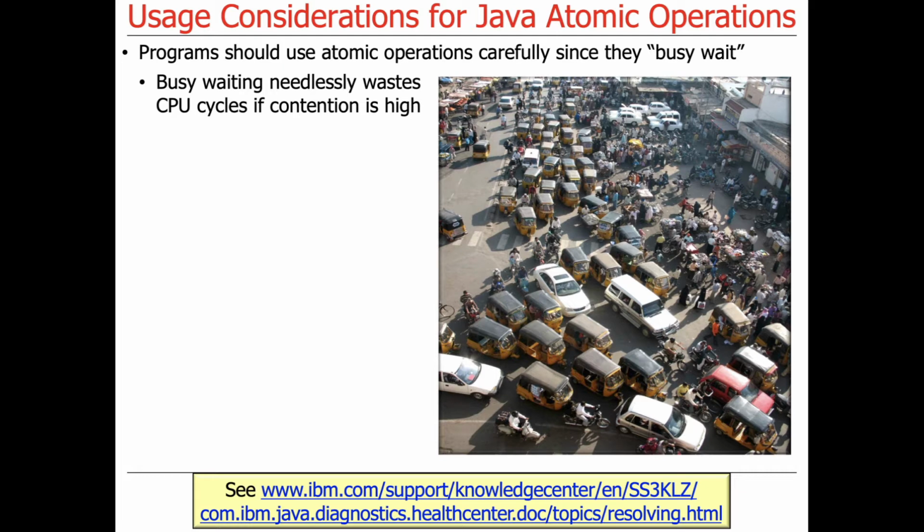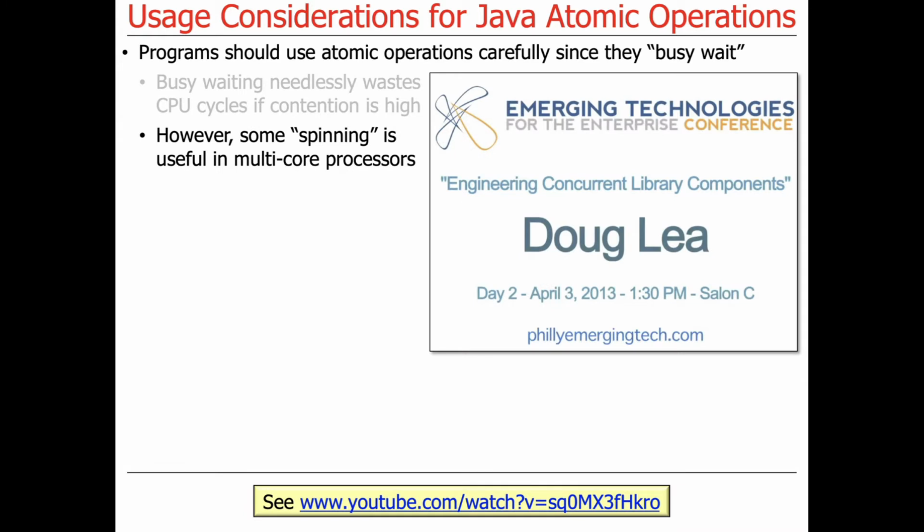Busy waiting can needlessly waste CPU cycles when there's high contention. If you have lots of threads that are all converging on a shared object, like a synchronizer, like an atomic long, then you're going to have problems.